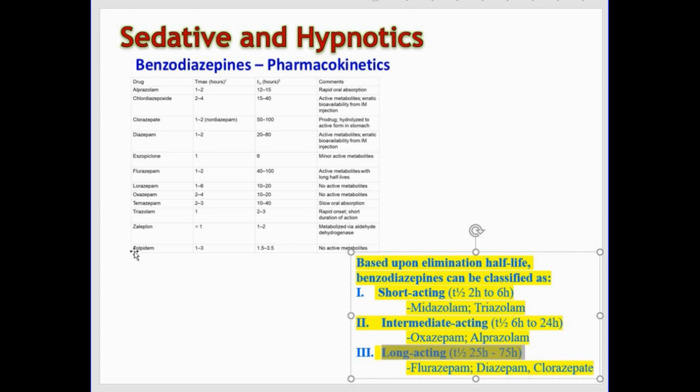And look at the Z drugs. I just want you guys to pay attention to that. You see the Z drug zolpidem does not have any active metabolites. You see that? That's beautiful, because most of the benzodiazepines have active metabolites, like lorazepam and oxazepam. They don't have those.